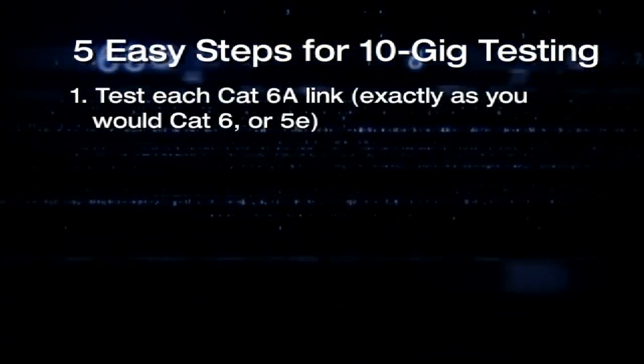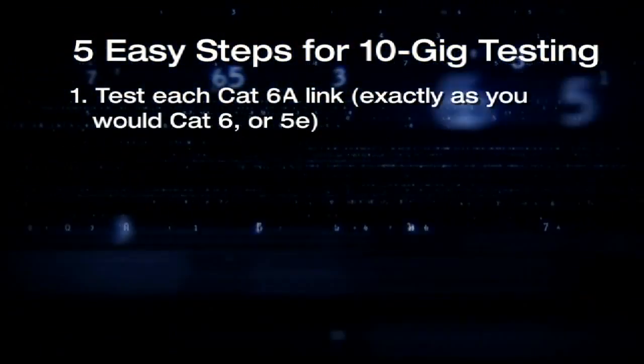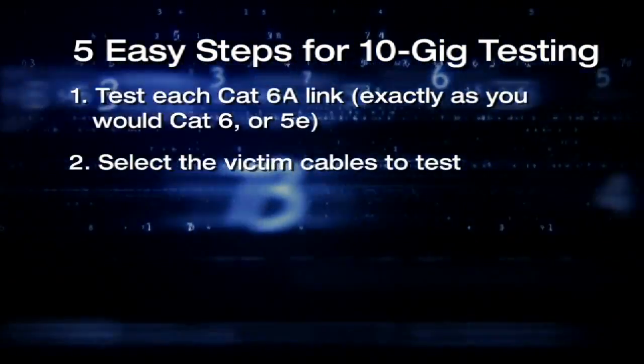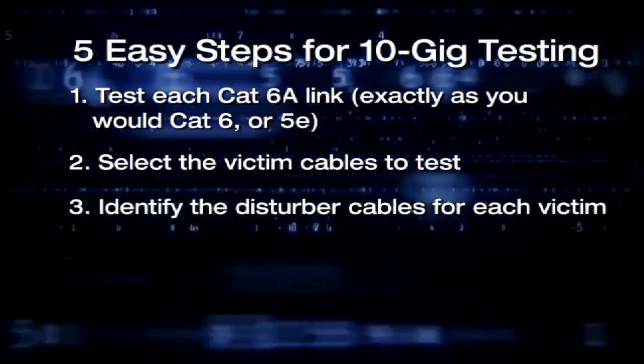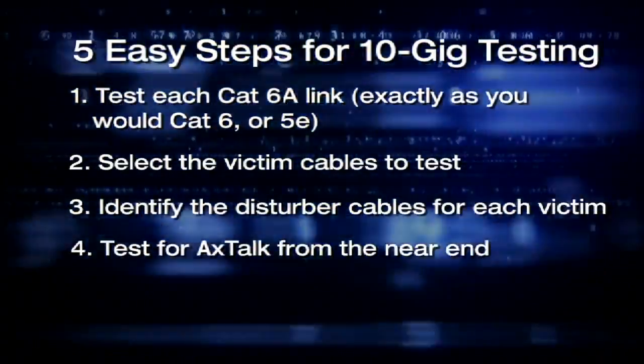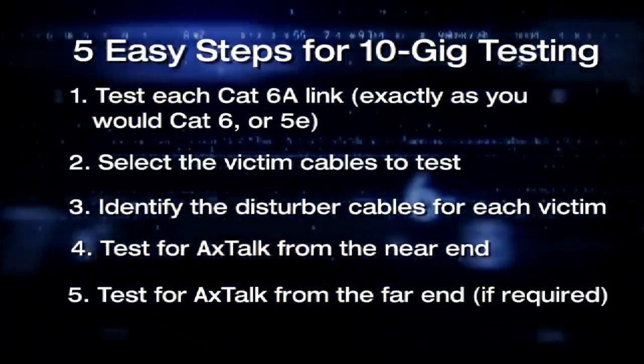5 easy steps for 10 gig testing. Test each Cat 6A link exactly as you would Cat 6 or 5E. Select the victim cables to test. Identify the disturber cables for each victim. Test for Alien CrossTalk from the near end. Test for Alien CrossTalk from the far end.